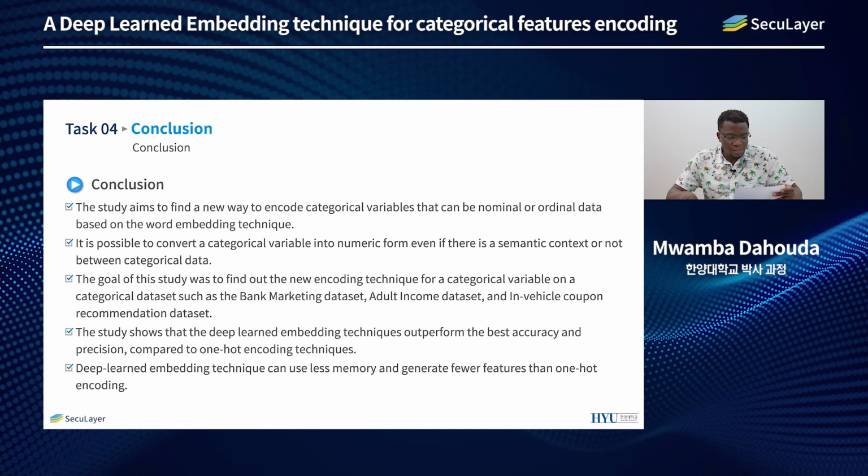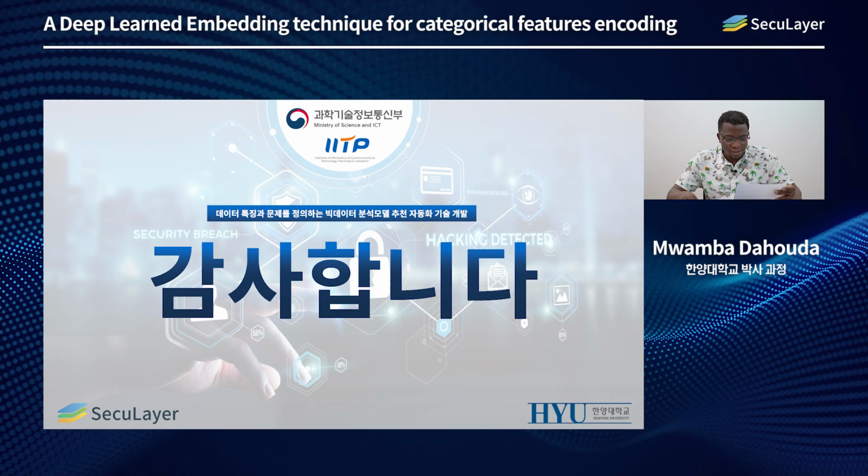The goal of this study was to find a new encoding technique for categorical variables on a categorical dataset, such as the bank marketing dataset, adult income dataset, and in-vehicle coupon dataset. The study shows that the deep learned embedding technique performs the best accuracy and precision compared to one-hot encoding. The deep learned embedding technique used less memory and generates fewer features than one-hot encoding.